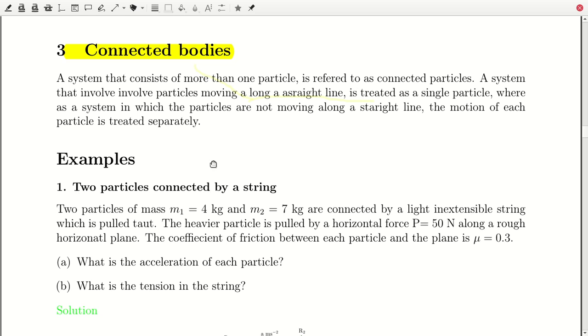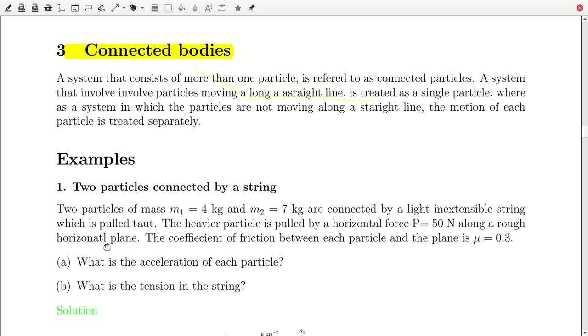So let us begin with this problem, which says two particles of mass m1 and m2 are connected by a light inextensible string. The heavier particle is pulled by a horizontal force P equals 50 newtons along a rough horizontal plane. The coefficient of friction between each particle and the plane is 0.3. They need us to get the acceleration of each particle and the tension in the string.